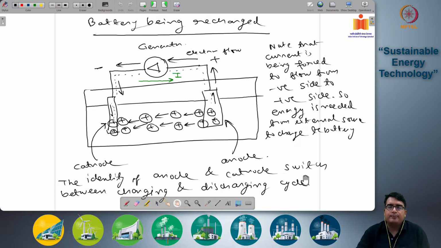Good morning class and welcome to another lecture in sustainable energy technology. We will continue our discussion on battery based energy storage systems. In the previous class, we were looking at the physics of the battery systems when it is being discharged and charged respectively.